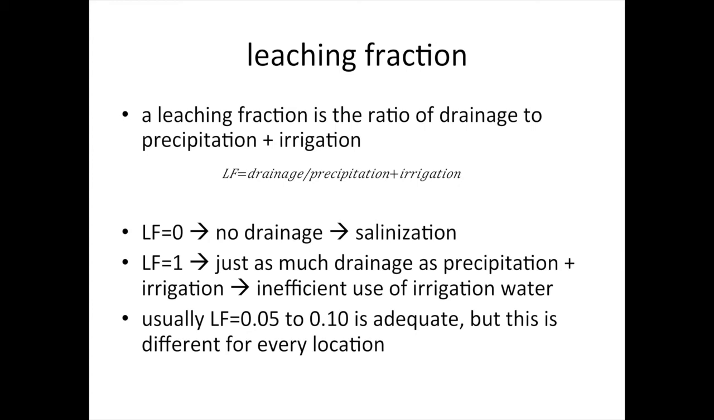A leaching fraction of 1 is the other extreme, where you have just as much drainage as precipitation and irrigation, where you're moving lots of water through the root zone, and essentially that's inefficient use of wastewater. You're actually pumping water through the root zone faster than the plants can take it up in that case. So usually, depending on the site, a leaching fraction of 5 to 10% is adequate, but that's different for every location.